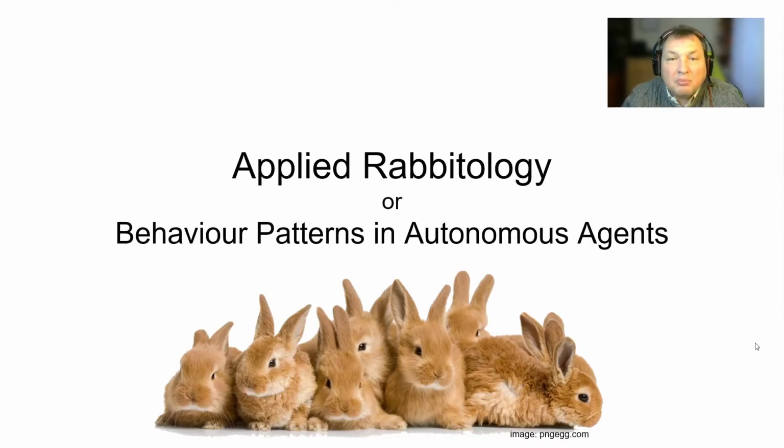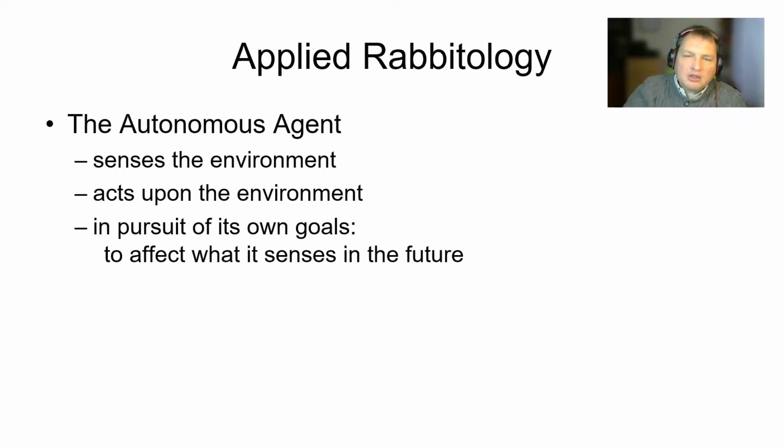But before we go on, we have to learn something about rabbits and their natural archenemy, the fox. We will consider both the rabbit and the fox to be autonomous agents. And here is a quick reminder about autonomous agents. They can sense the environment and act upon this environment, and they do it in pursuit of their own goals, so as to affect what they can possibly sense in the future.